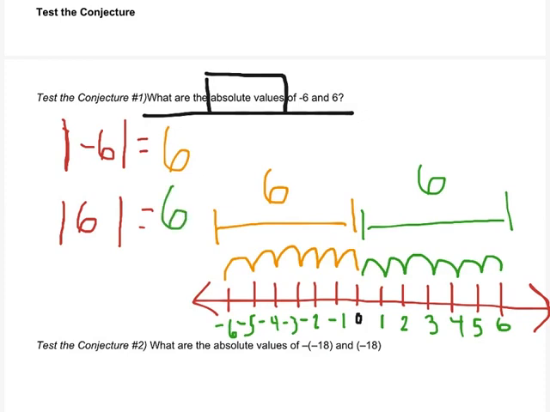And let's compare this to our definition. We saw that the absolute value is the distance it takes to get from our number to 0. So we did that. And we also saw in our definition that the absolute value is always positive. Look at our two answers. Are they positive? Yes, they are. So we have found the absolute value of -6 and 6.